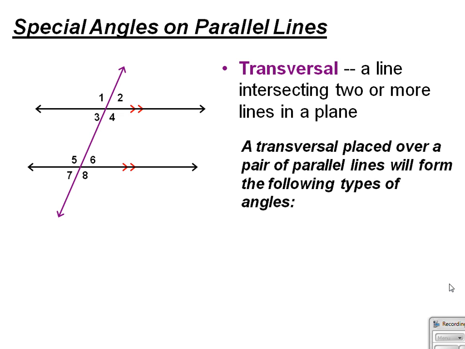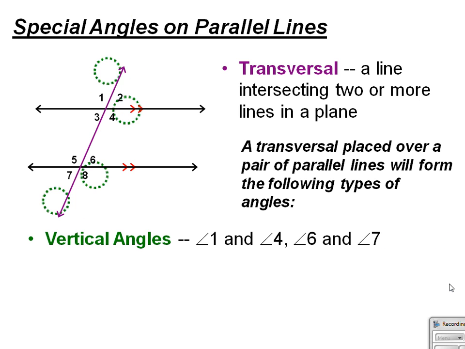Now, with this transversal placed over a pair of parallel lines, there will be certain special angles that are formed. One of the special types of angles are vertical angles. Now, we've discussed vertical angles previously in the last lesson. Vertical angles, for example, are angles 1 and 4, or angles 6 and 7. Angles formed when two lines cross. Vertical angles are the angles opposite each other when those two lines cross.